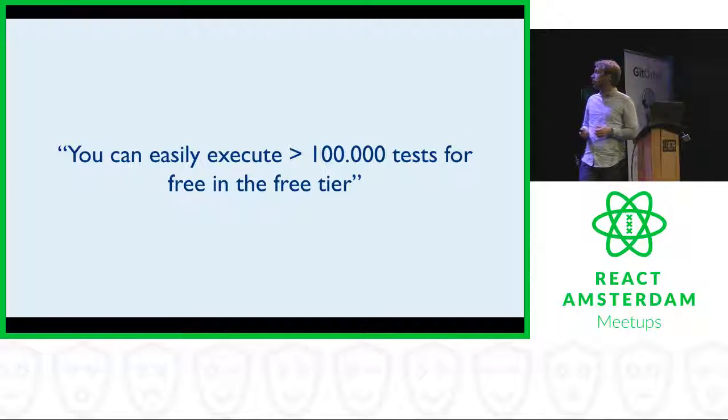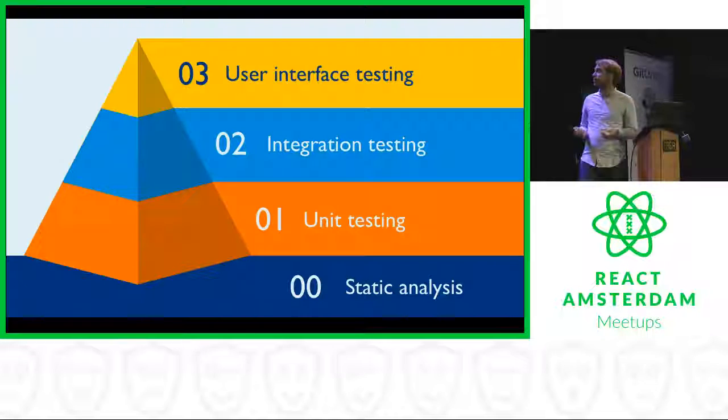And you might say, well, that can get expensive really quickly. Well, it turns out you can easily run over 100,000 tests a month for free in the free tier, because those tests only take roughly 8 seconds apiece, and it just spins them up and turns them down again when they're done. So it doesn't take that much time, which is great.